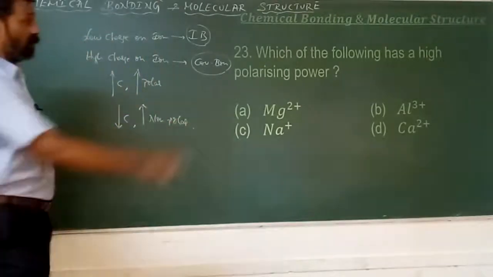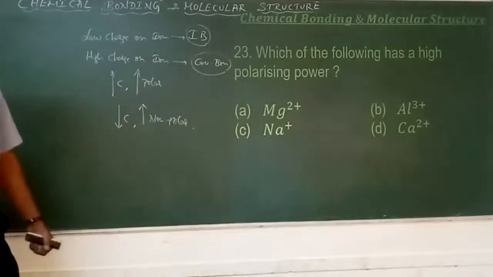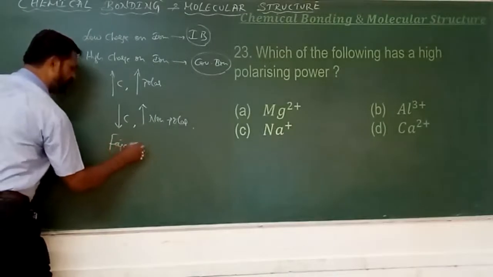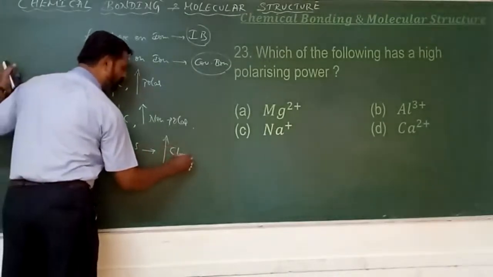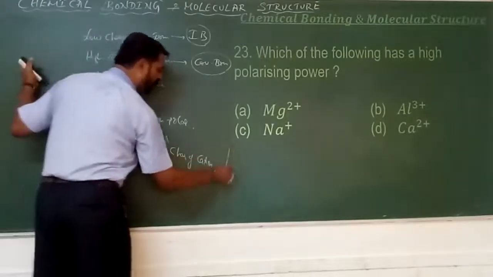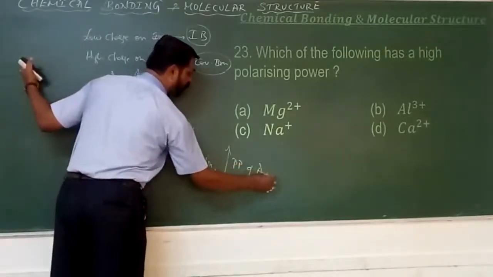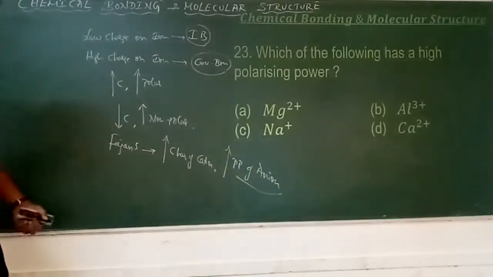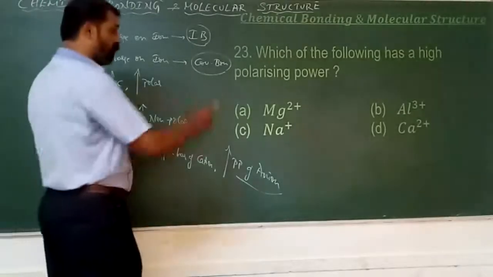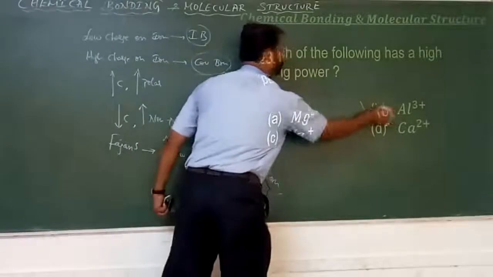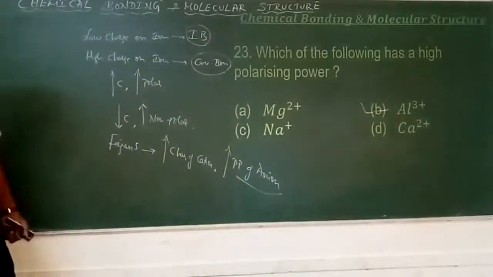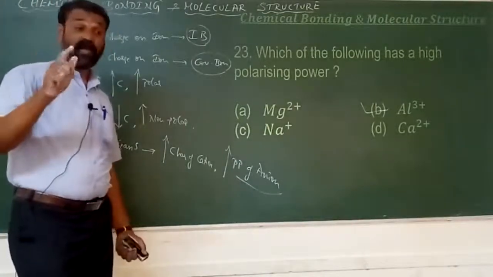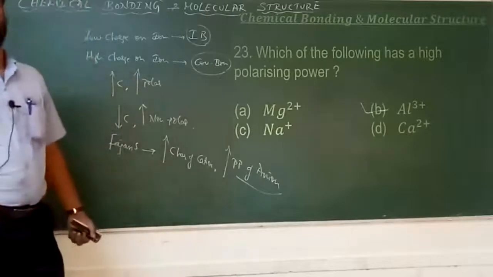What we need here is the highest polarizing power, according to Fajans' rule. Fajans' rule explains that a higher charge on the cation increases the polarizing power on the anion. So we look for the highest charge on the cation, here plus 2, plus 3, plus 1 and plus 2. It is the application of Fajans' rule: the polarizing power of the given ion always increases with increase in the charge of the cation and decrease in the size of the cation. Okay?